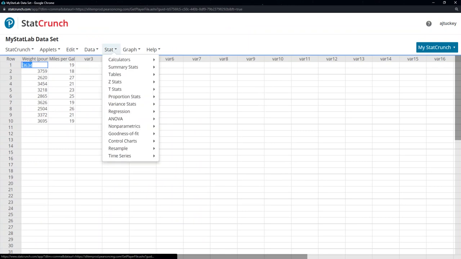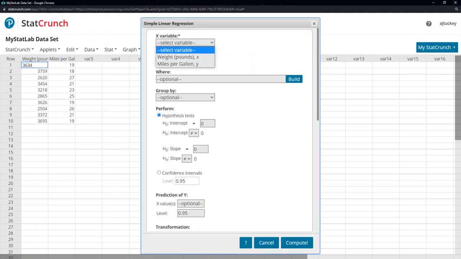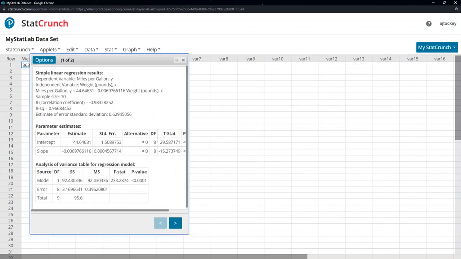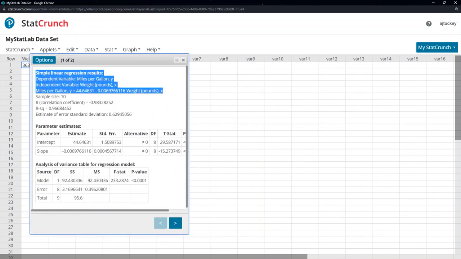Okay, so for regression, we want to go to Stat, Regression, Simple Linear. The X variable is the weight. The Y variable is the miles per gallon. And I'm going to click Compute. And the regression equation is right there. It's a little icky because of the way they did this.